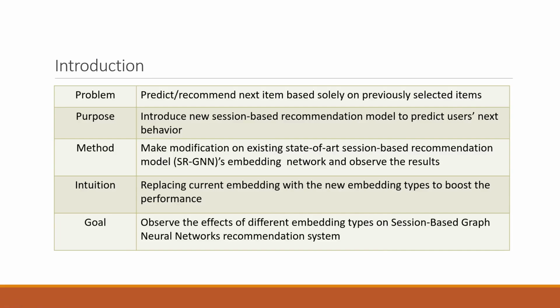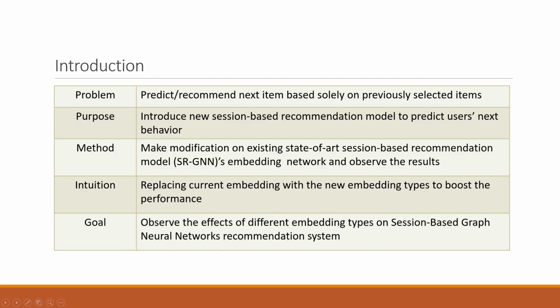Okay, first of all, let me try to explain the problem that we are aiming to solve. Basically, we want to predict and recommend the next item based only on previously selected items. Our purpose is introducing a new session-based recommendation model to predict users' next behavior. In order to realize our purpose, we have made a modification to the existing state-of-the-art session-based recommendation model called SR-GNN, specifically its embedding layer, and observed the results that we got.